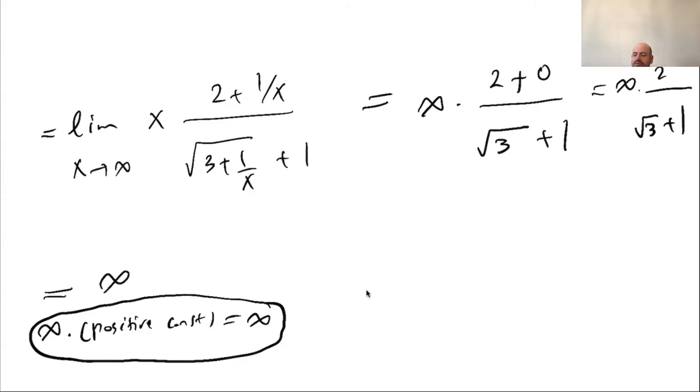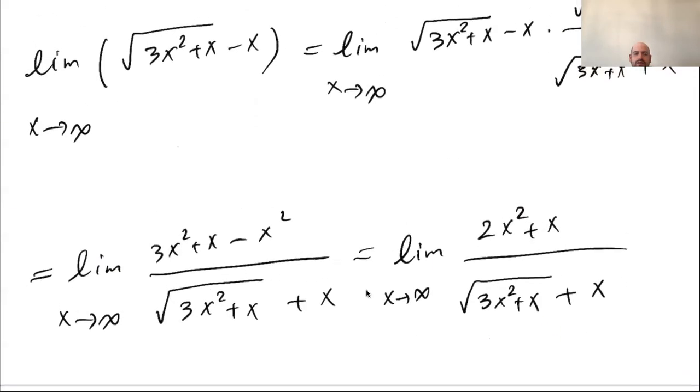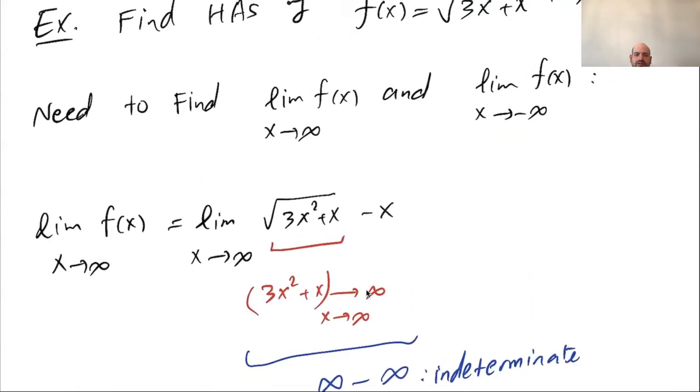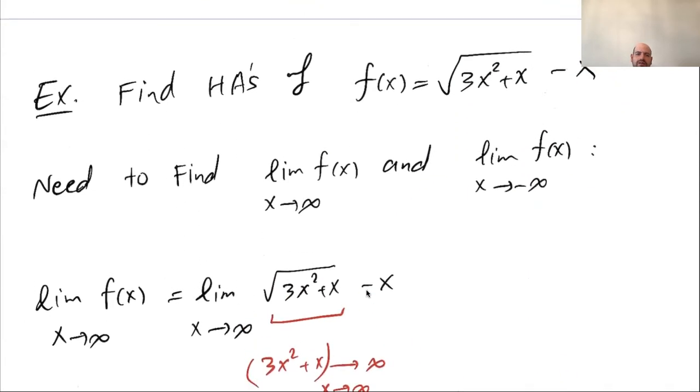So the limit of this, so this is the final answer. The limit of this function as x goes to infinity is infinity. All right. Now let's calculate the limit of this function here as x goes to minus infinity.